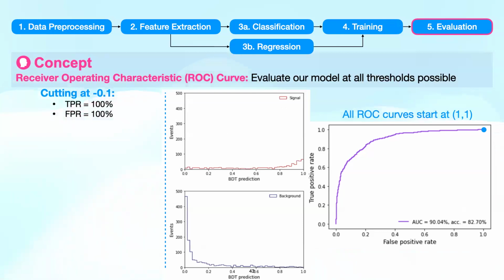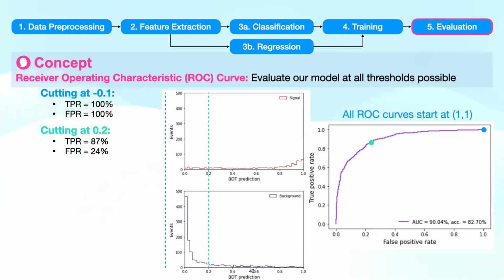But at the same time, my false positive rate is 100% as well, because every single background got accepted as a signal, right? So in this case, if I'm plotting my true positive rate on the y-axis versus false positive rate on the x-axis, I have this dot, right? So basically, all the receiver operating characteristic, or ROC, curves start at 1,1. So all the curves will start at this location with 100% true positive and 100% false positive.